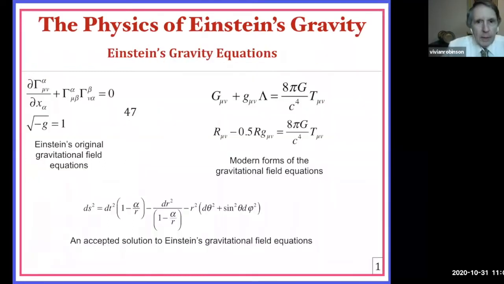Einstein's gravity. You may think it is necessary to understand these gravitational field equations and their solution to understand his gravity work. As an example, these equations are Einstein's original equations. Here we have a couple of modernized forms of them, and below is the accepted solution to them. It is my hope that by the end of this presentation, you will understand their physical meaning.